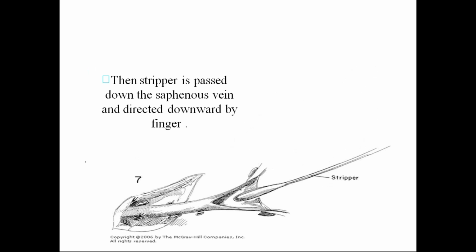So actually there is no differentiation between Trendelenburg operation with stripping or without stripping. In both cases, the common adverse effect is recurrence. Recurrence is more common in case of varicosities. The stripper is passed down the saphenous vein and directed downwards by the finger.